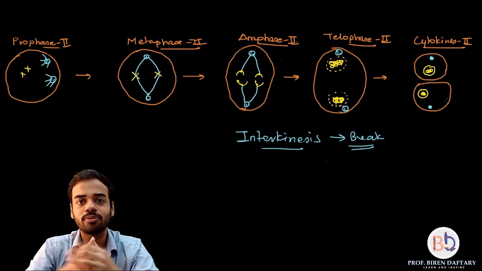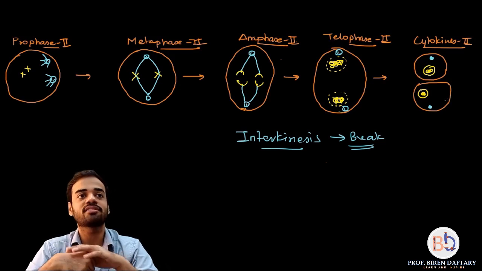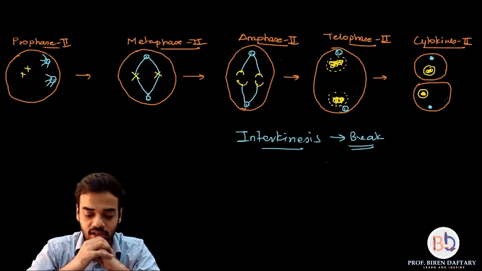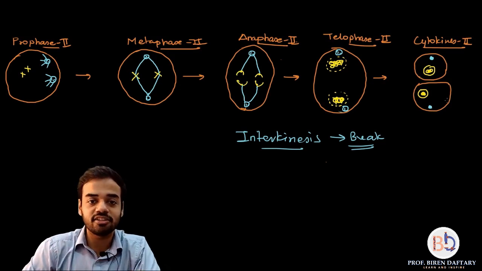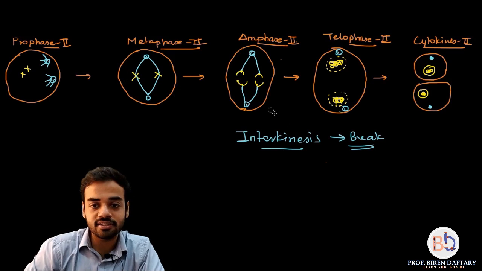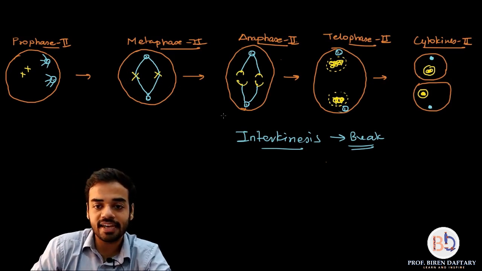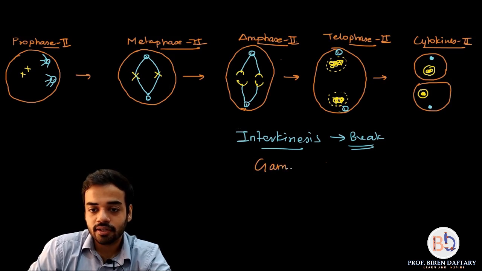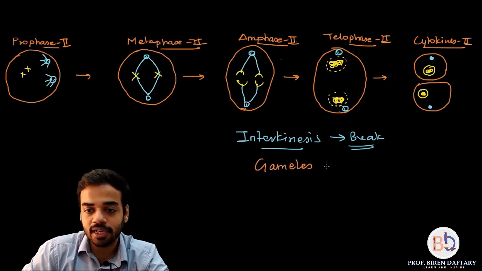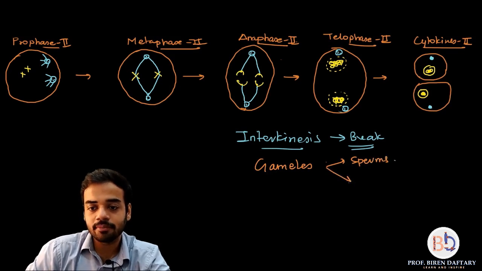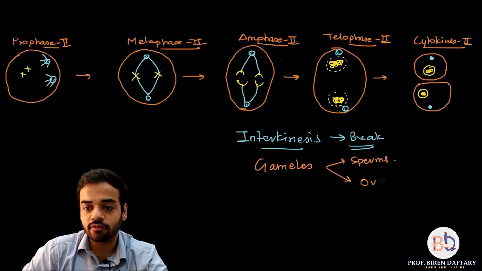Now, which cells undergo meiosis? So we talked about the cells which undergo mitosis, and which do not undergo mitosis. Which cells undergo meiosis? Specialized cells which are called reproductive cells, these cells undergo meiosis. For example, gametes: male gametes which are called sperms, and the female gamete which is the ovum, or ova which is the plural.